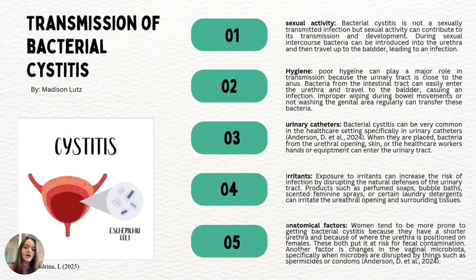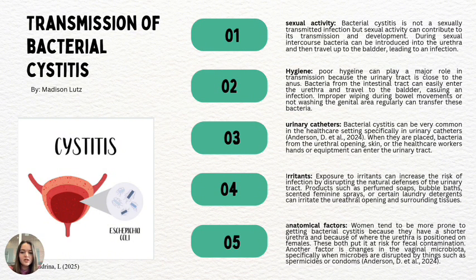Third is urinary catheters. Bacterial cystitis can be very common in the healthcare setting, specifically with urinary catheters. When they are placed, bacteria from the urethral opening, skin, or the healthcare worker's hands or equipment can enter the urinary tract.